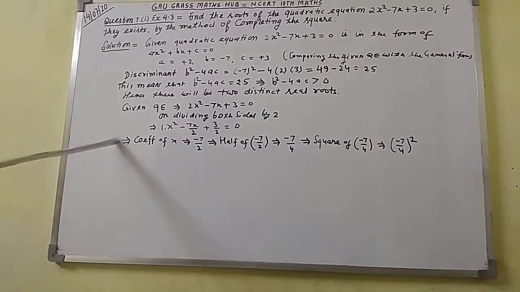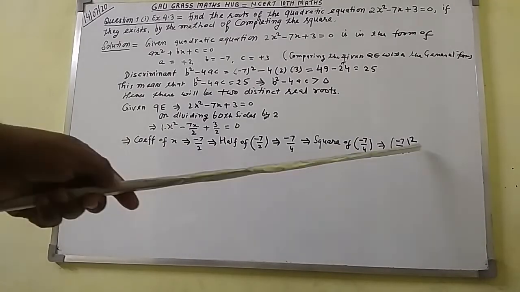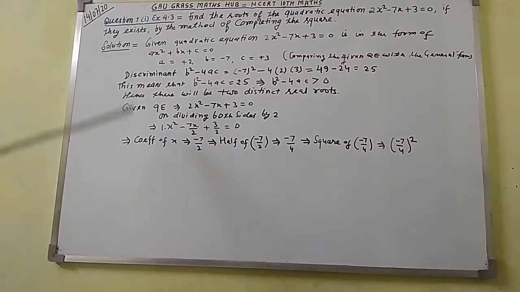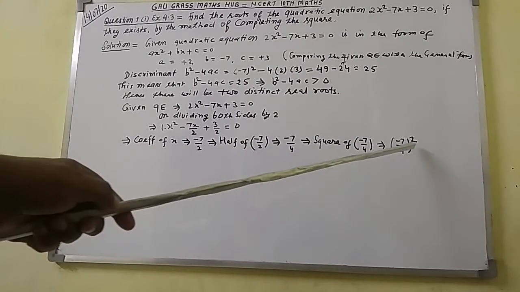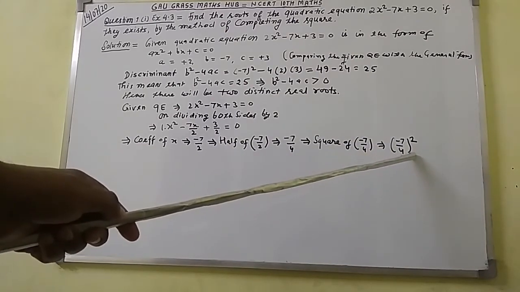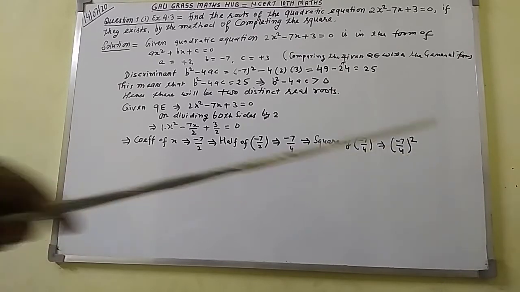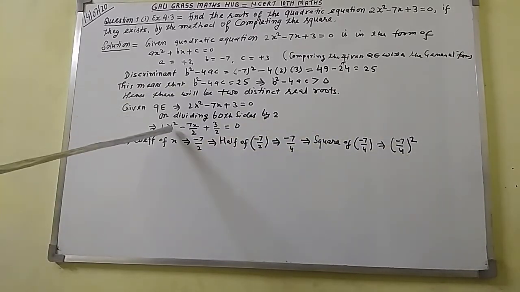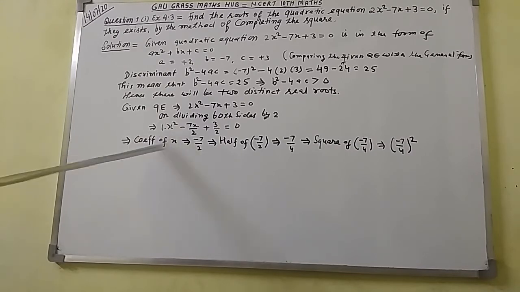This is the complete method from this place to this place. This is the complete method of completing the square, provided that in the given quadratic equation the coefficient of x square must be 1. Here you can see the coefficient of x square must be 1. Then this method can be applied.